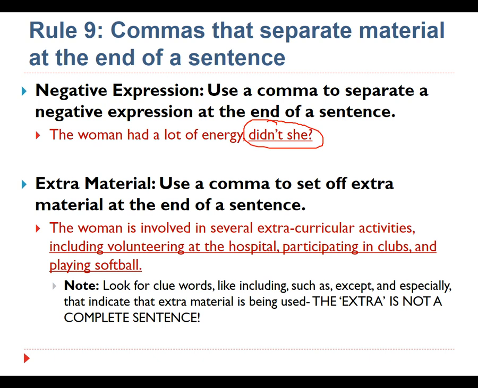Extra material at the end of a sentence is often a phrase that perhaps lists an example. The woman is involved in several extracurricular activities, including volunteering at the hospital, participating in clubs, and playing softball. The phrase underlined in the sample sentence provides an example of the activities the woman does. It is a phrase because it does not have a subject and the first word of the phrase begins with an ing. Since it is extra material at the end of the sentence, it needs a comma in front of it to set it off from the complete sentence. Words like including, such as, except, and especially are clue words that you have a phrase at the end of a sentence.